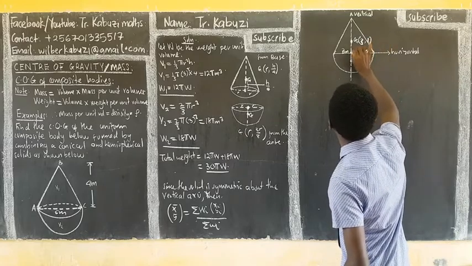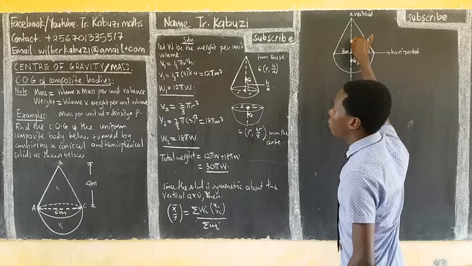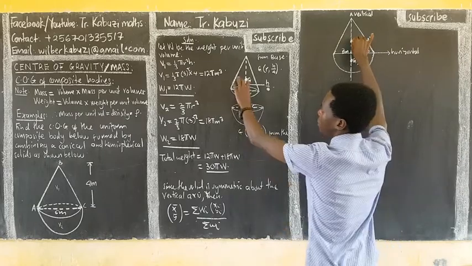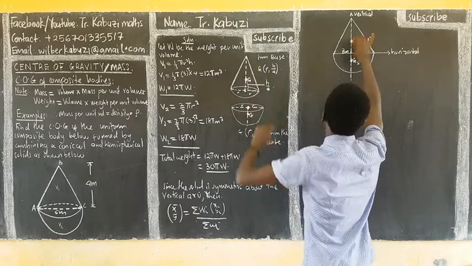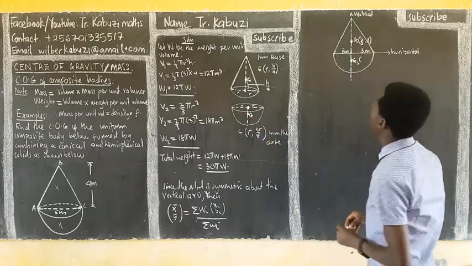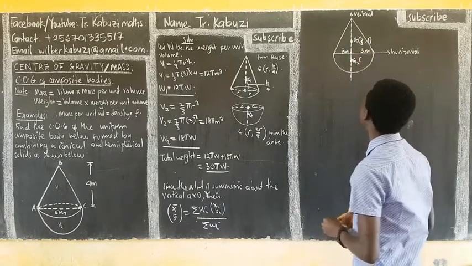Why? Because from here up to here is a quarter of the height. A quarter of the height. So this is our height, from here up to here is 4. So that's why this one is giving us 1, because we know this distance here is a quarter of the height.